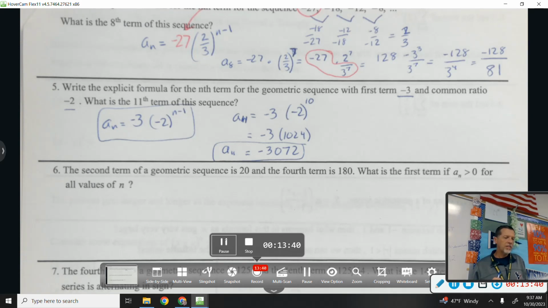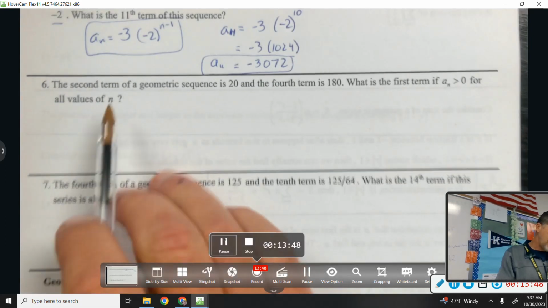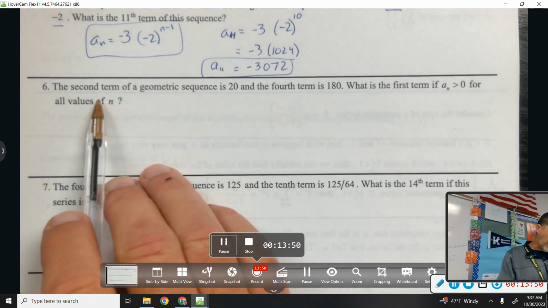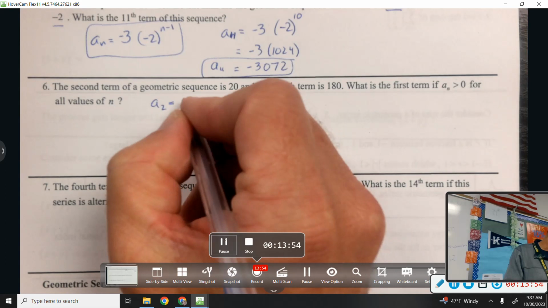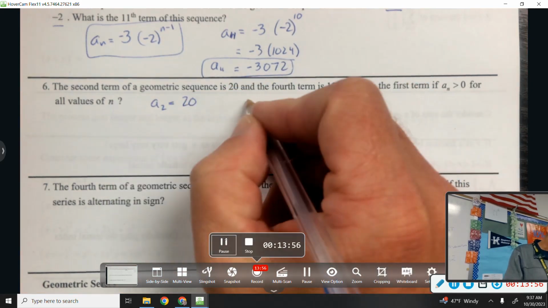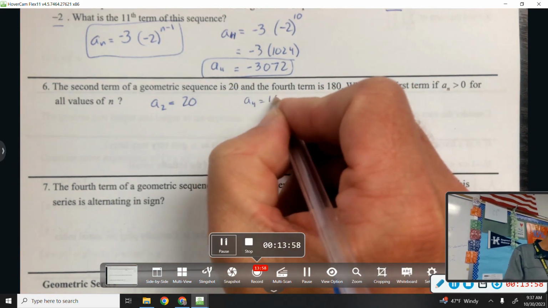Okay, number 6. Here we go with this stepping around business. Like if you're on the first step and you want to get to the third step, how many steps is it? Number 6, the second term. I like writing this stuff out. So A2 is 20. The fourth term is 180.